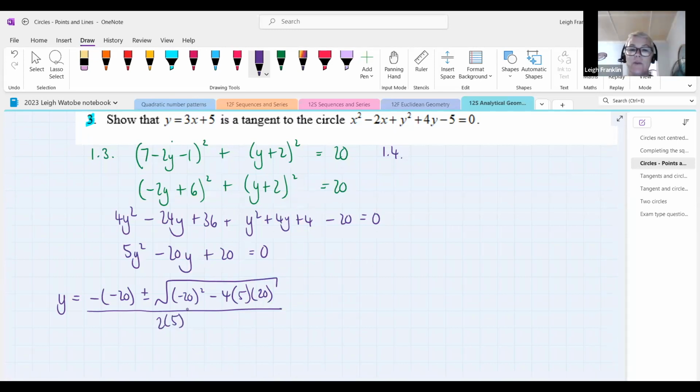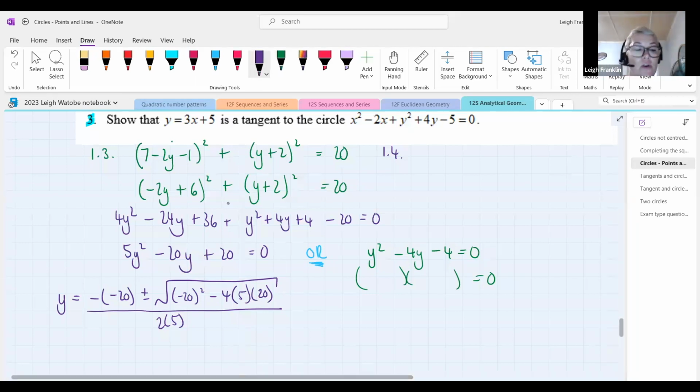If you factorized instead, there's absolutely nothing wrong with that either. You could have divided through by 5 and then factorized. Let me just show that for anybody who may have done that. So your other alternative here would be to divide through by 5. Sorry, 20 divided by 5 is not 5, it is 4. And then you could have factorized. So Tendai, what did you end up with as an answer?